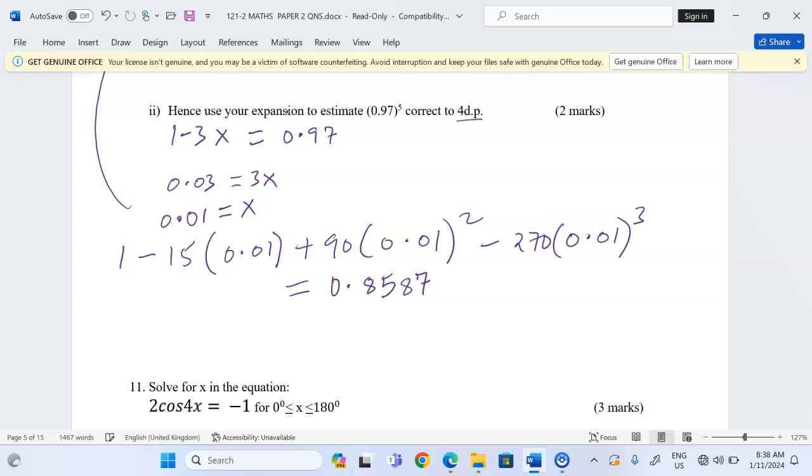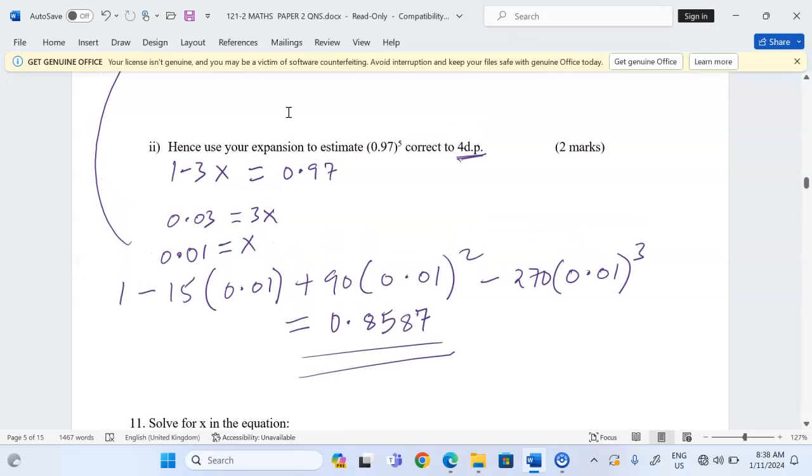When I carry out this computation, I'm arriving at 0.8587 because I've been instructed to give 4 decimal places. So that is going to be the exact answer.